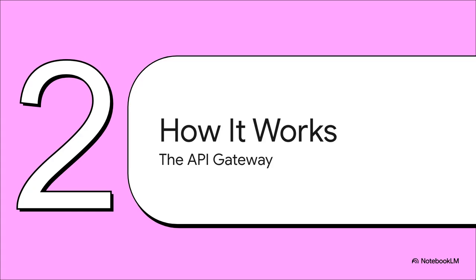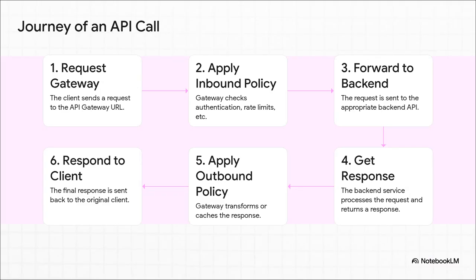Okay, so at the very heart of this service is something called the API Gateway. This is where all the action happens. And look, it's not just some simple pass-through. No way. It's an intelligent proxy that gets to inspect and act on every single call that comes through. So let's actually follow the journey of a single API call, step by step. First, a client sends a request, but not directly to your backend. It hits the gateway. Step 2, the gateway kicks in and applies what we call inbound policies. You know, stuff like checking permissions or rate limiting.